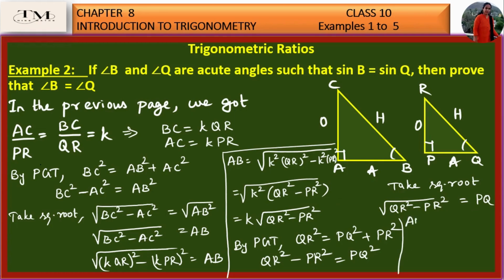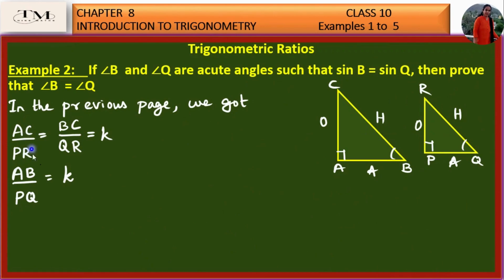Now AB by PQ. AB value is K root of QR square minus PR square. What is PQ? PQ is nothing but square root of QR square minus PR square. So if you cancel both of these, we will get K. So we got AC by PR equal to BC by QR equal to AB by PQ equal to K. If these three ratios are equal, then by SSS criteria, we get the similarity. This can be written on the next page.